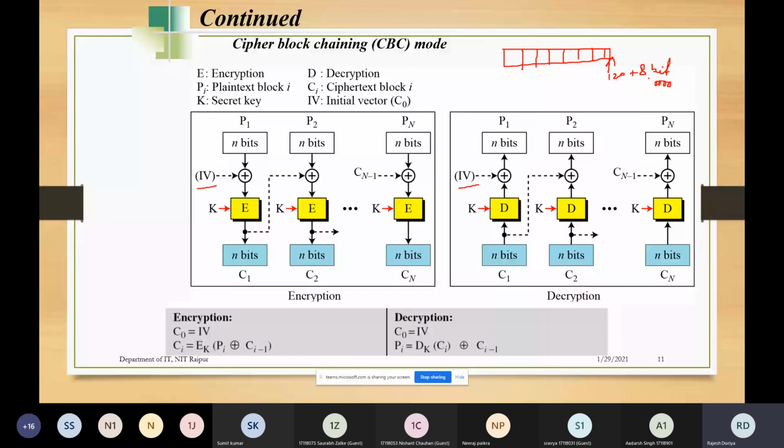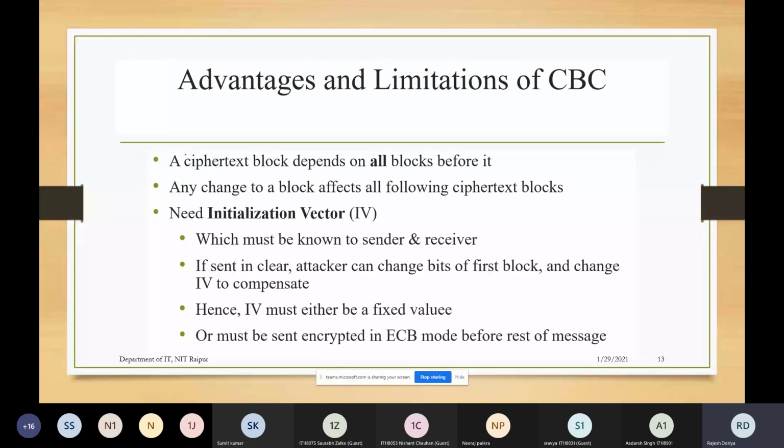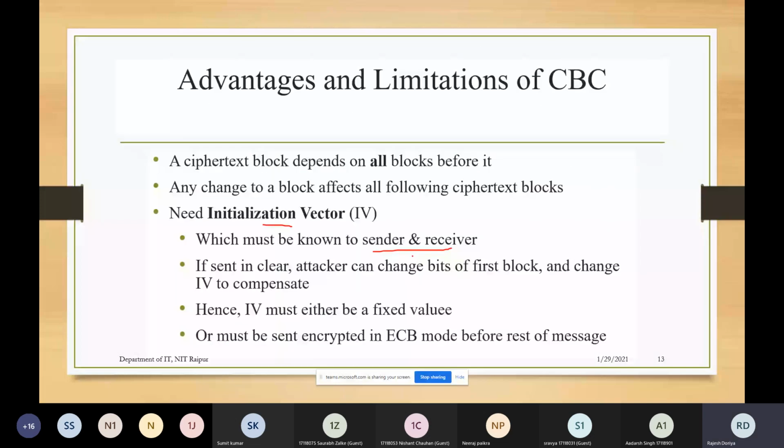Apart from that, one needs to share the initial vector at the beginning with the sender and receiver. So we have to make sure that this IV is secure from the adversary. Fine. So this is all about cipher block chaining.